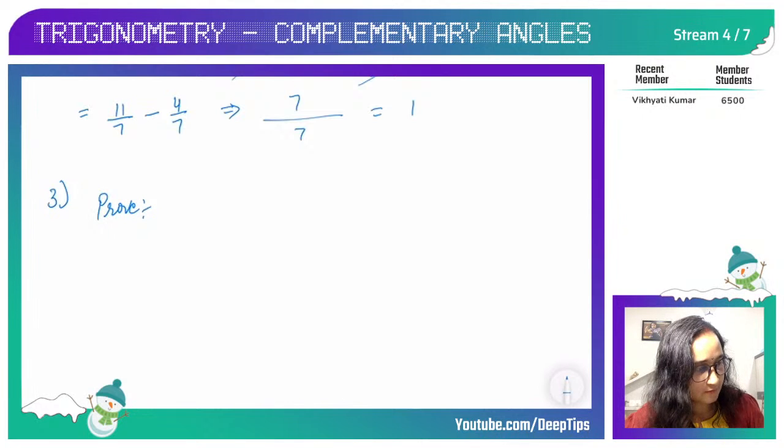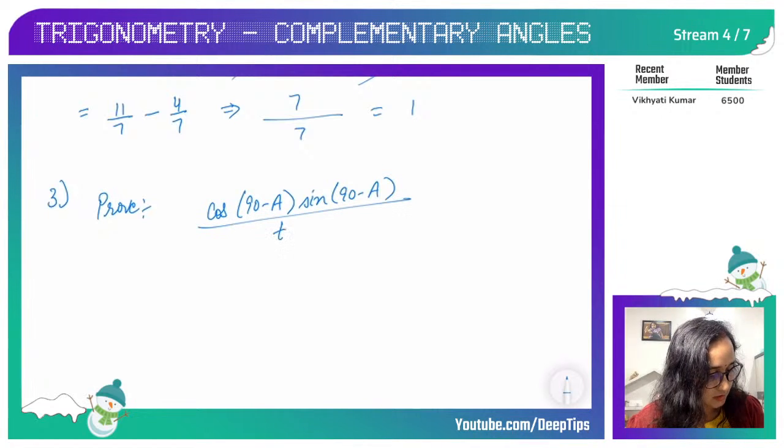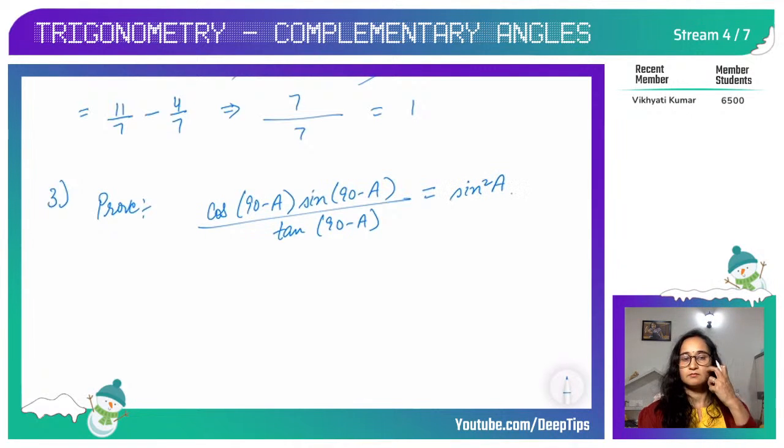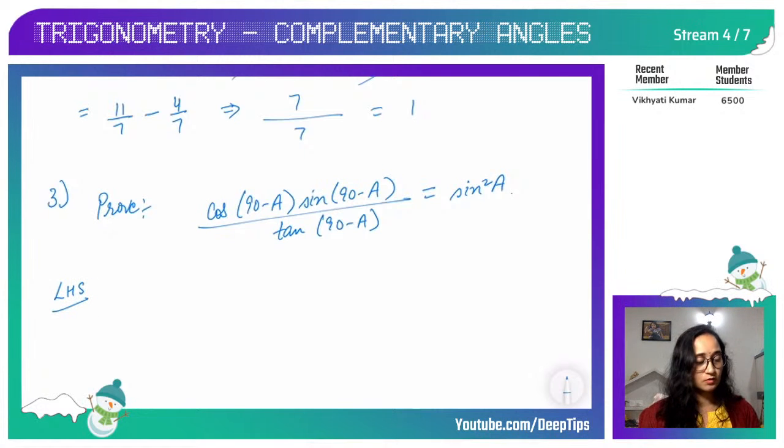The question says, prove that cos of 90 minus a into sine of 90 minus a upon tan of 90 minus a is equal to sine square a. So this is what we have to prove. This is my third question. So let's take the left hand side. I'm not going to write it again. We are taking the left hand side, and cos of 90 minus a.